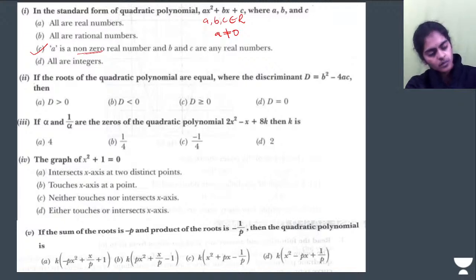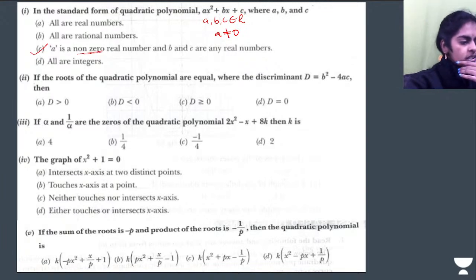Now I'll show the next question. If the roots of a quadratic equation are equal, then what will the discriminant b square minus 4ac be? What about the discriminant, people? Let me know the answer in the chat box. How will the discriminant be if the roots are equal? Discriminant will be equal to 0, or greater than 0, or less than 0, or greater than or equal to 0. Which option is correct?